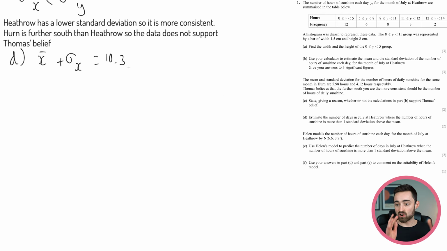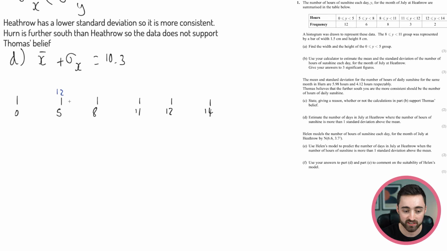It's essentially, I've got these different classes, right? So 0 to 5, 5 to 8, 8 to 11, 11 to 12, and 12 to 14. And then I've got the frequencies. So up until 5, there's been 12 days already. And then up until 8, there's been another 6 days, so there's been a total of 18 days. And then up until 11, there's going to be another 8 days, so that's going to be 26 days, right?